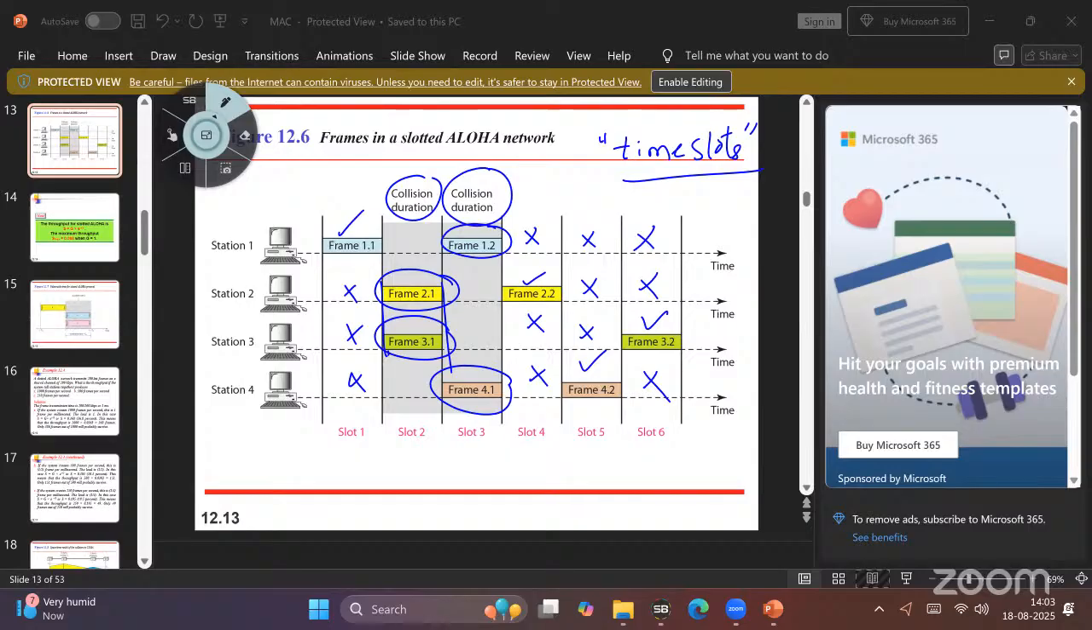So for slotted Aloha, S equal to G into e to the power of minus G. If you get 1 by e, that is nothing but 0.36, a 36% output. The throughput, the performance you get is 36%, which is double that of pure Aloha. So note this.